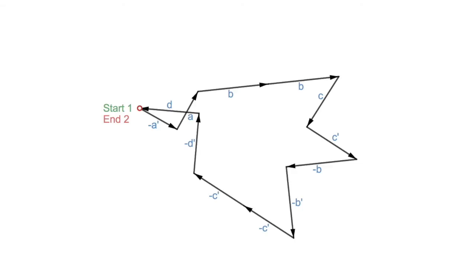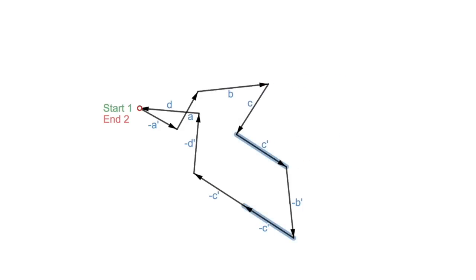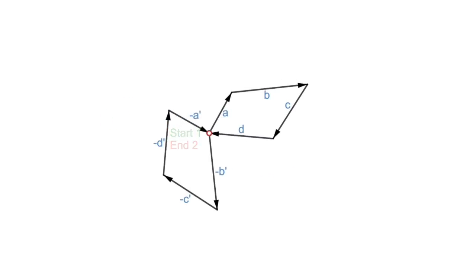Well, it certainly looks as though these vectors add up to 0, so let's prove it. First, notice that there is a B and a negative B. They cancel each other out, so we can remove those 2. There's also a C and a negative C. And now, if we rearrange the vector slightly, look at that!